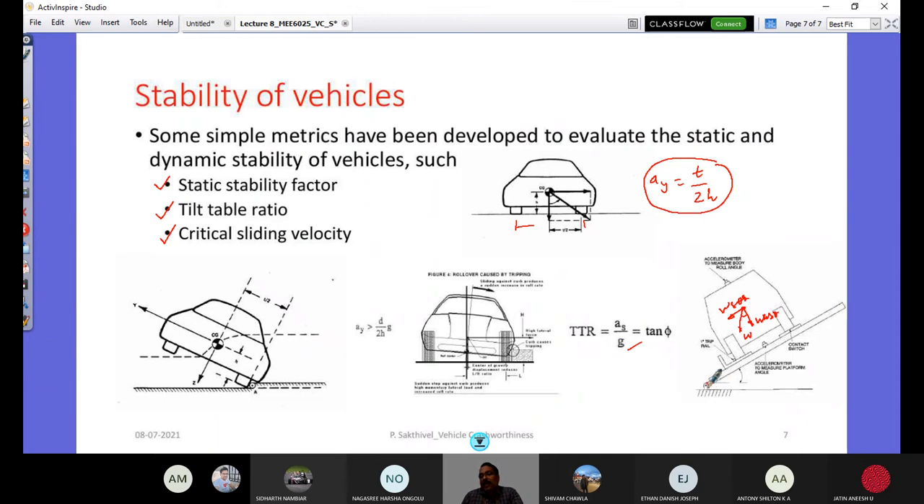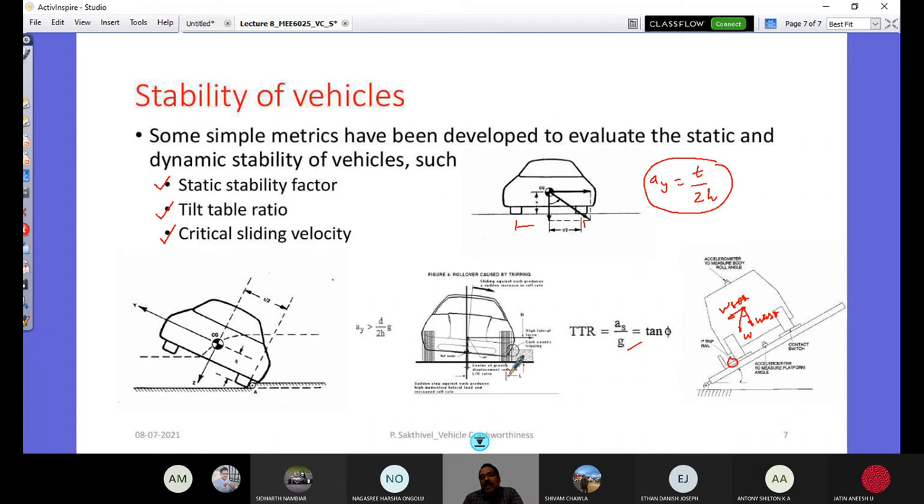And if your road profile or section is like this, banking of roads, going beyond, and there's a smaller obstacle here, see, this is a curb, or here, that would make the vehicle turn over. So that is what the tilt table ratio is called. And then critical sliding velocity. Critical sliding velocity is again, whenever your AY value is greater than this static stability factor, and then when the tire hits the curb, the rollover would happen. So the CG would go like this, and this happens.